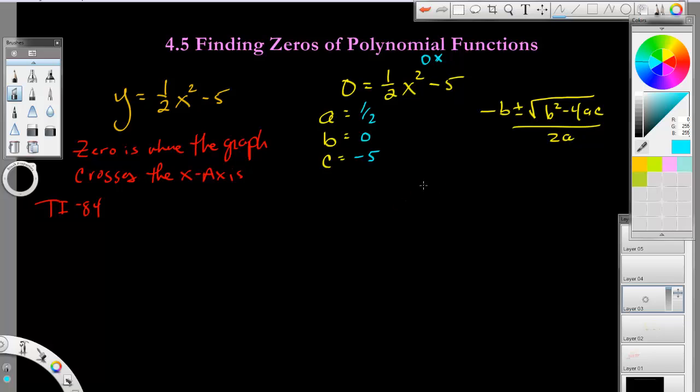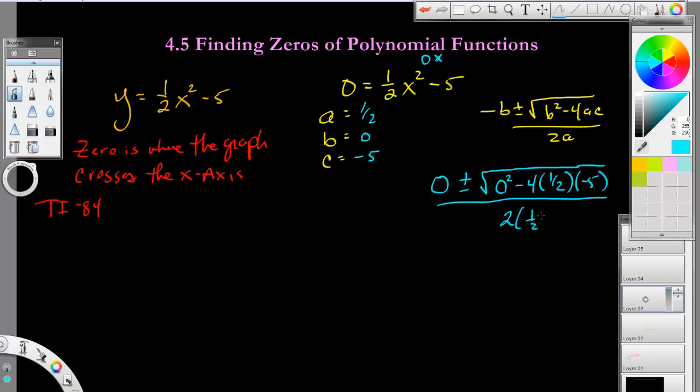We should get 3.16, remember, plus or minus. Well, b is 0, so we got 0, because there is no negative 0, right? Plus or minus, make this a little bit larger, b squared, so that's 0 squared minus 4 times 1/2 times negative 5. This should be nothing new to any of you, over 2a. So that's 2 times 1/2. Now, on the bottom, that becomes 1. This is 0, plus or minus.